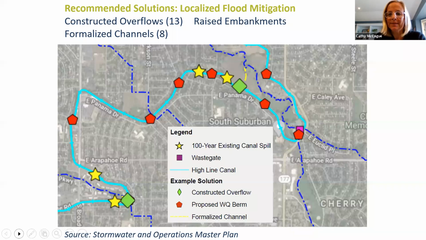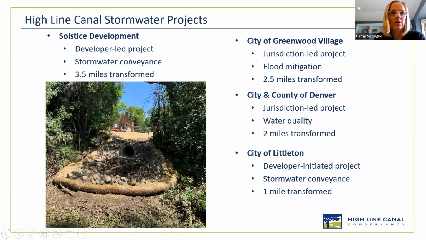Okay, next slide, please. So how are we going to get it done? So here are the 4 stormwater projects that we currently have online. We're really excited about this, and we have about 9 miles transformed so far. The first development, the first project that I'd like to tell you about is the Solstice development. So this is down near the headwaters of the canal.